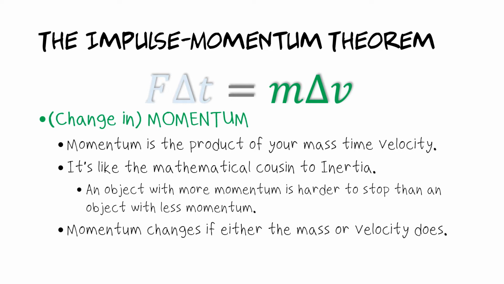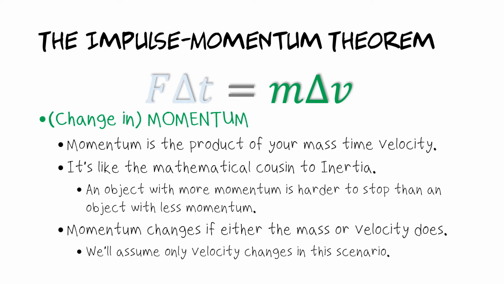And if we want to change the momentum of an object, we can either change the mass or the velocity. But as far as this particular scenario goes, we're only going to be worried about changing the velocity. We'll assume Batman's mass does not change over the course of the interaction.